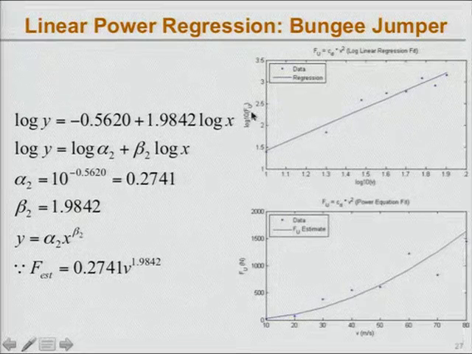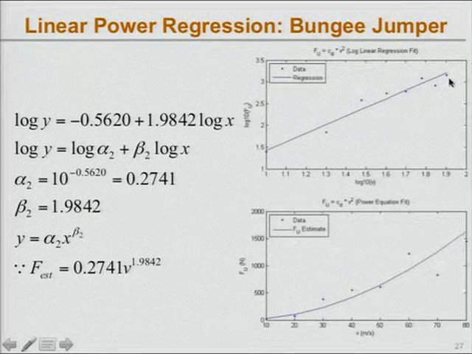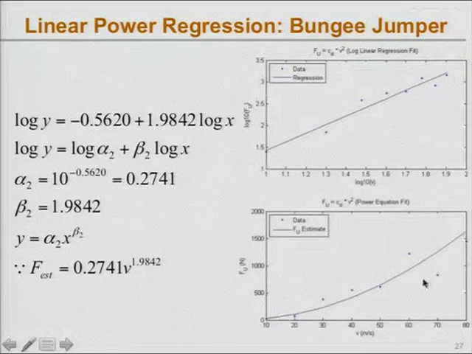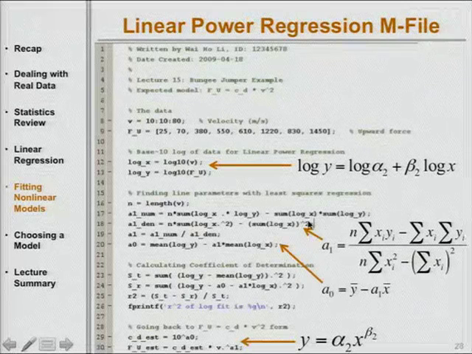So in the log f, log v coordinates, this is the straight line that we fit. When we convert that back to f and v, we end up with a quadratic curve that looks like this. I don't think I'm going to go through this example in detail. It's in the lecture notes.